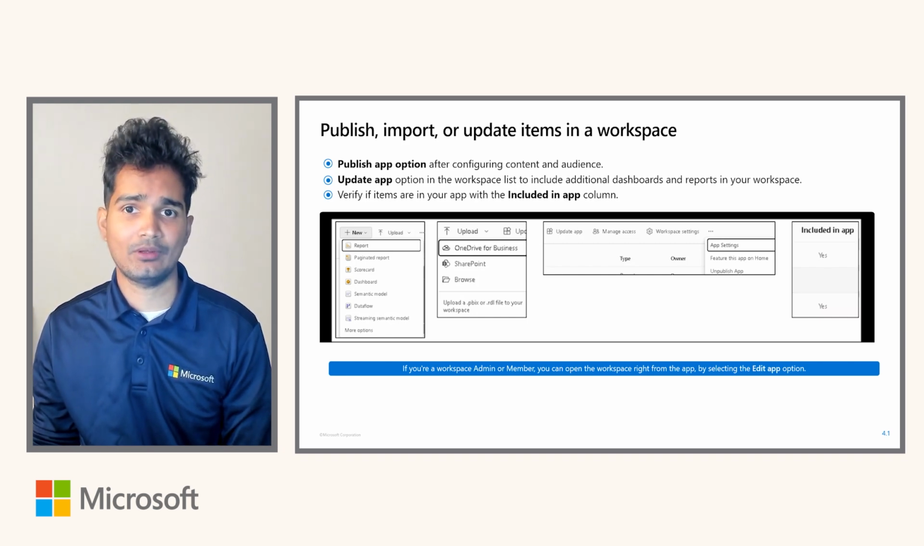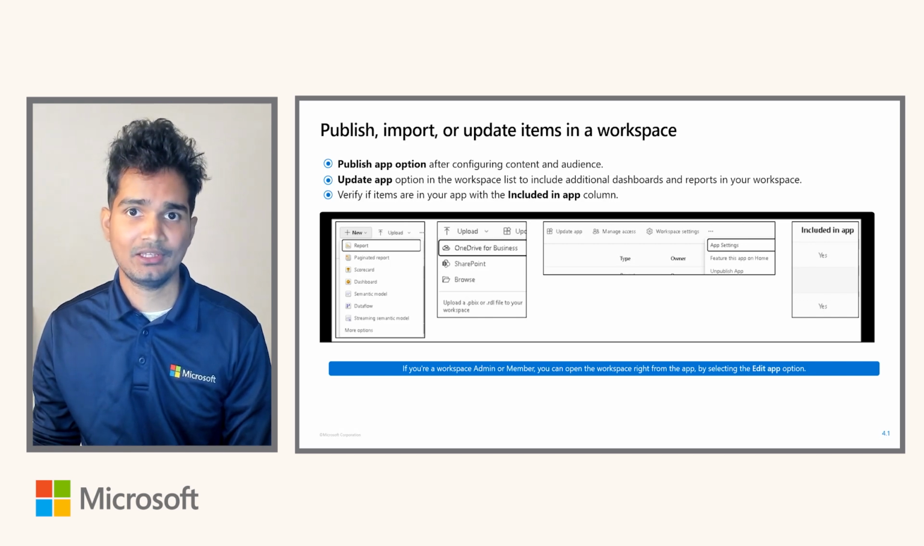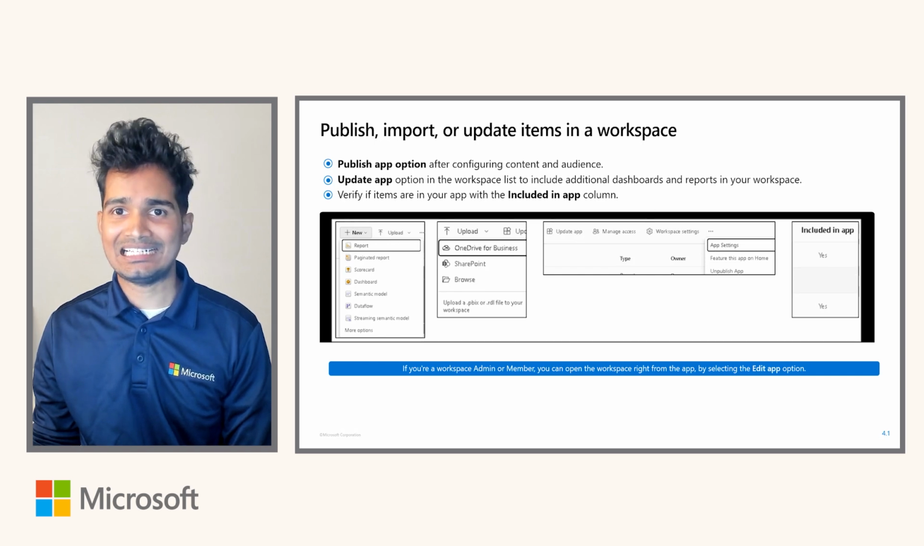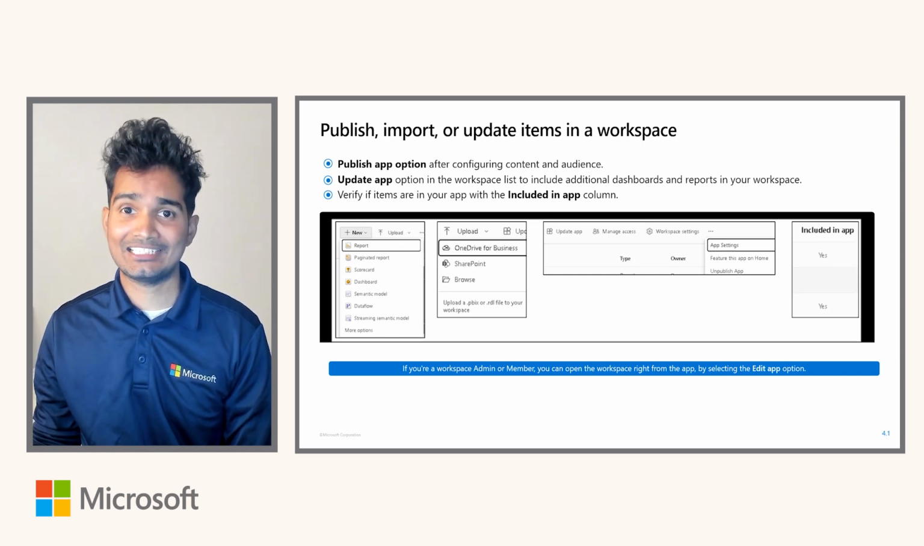Importing items into a workspace is also pretty easy. You open up your Power BI service, go to a workspace, click Get Data, and select the data source that you need. Then you provide credentials to import your data.